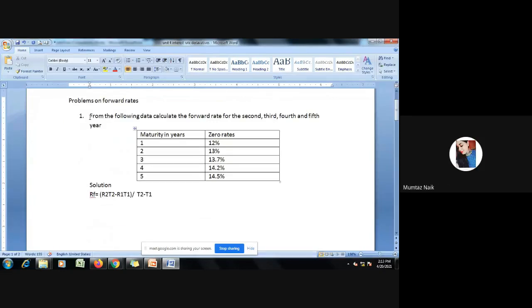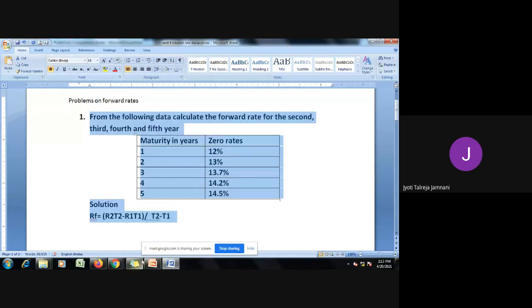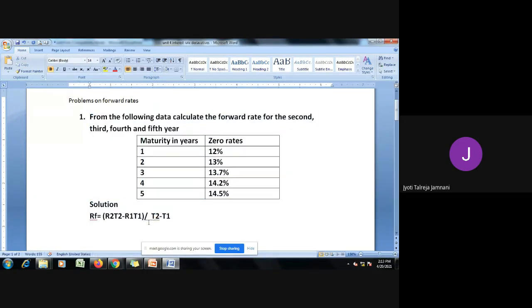Yes, ma'am. We are going to use this formula and solve the sums. This is a very easy sum, and it usually comes for 7 marks or 10 marks in the exam. So it's like gaining marks by doing a few simple steps. Here we have to find the forward rate from the following data. Calculate the forward rate for the second, third, fourth, and fifth year. So we will first find RF for the second year.